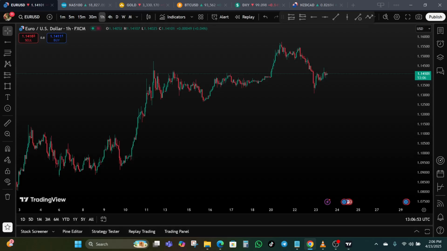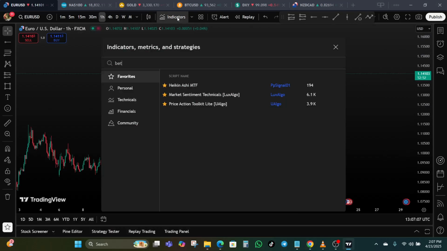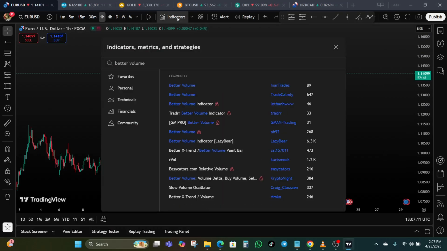Do you ever feel like price action is not telling you the full story? Well, let us talk about a tool that adds the missing piece, and that is the beta volume indicator.